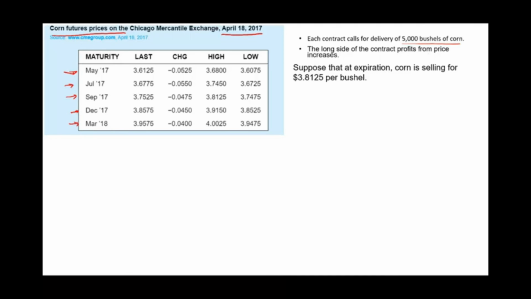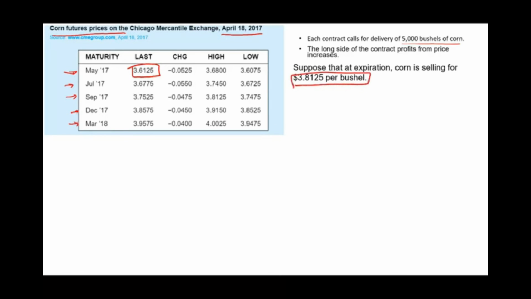Today is April. Here's what they're telling you. May 17th, a month from now, you can buy the 5,000 bushel for $3.61. Pay a premium now. Forget about the premium now, we don't have to worry about it. But if you pay me $200 now, I will deliver 5,000 bushels of corn for $3.61. Now suppose at the expiration the price is $3.81.